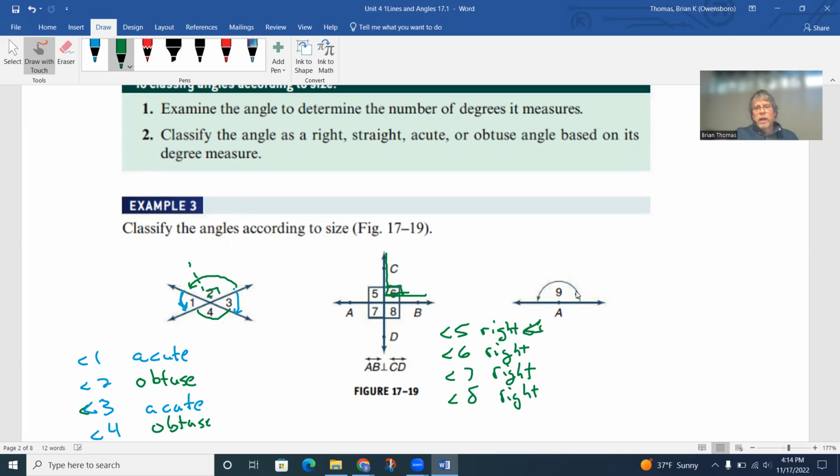Notice at angle 9, it goes halfway around. We call that a straight angle. So angle 9 would be a straight angle, and a straight angle measures 180 degrees. These are all 90 degrees. Notice how this one is less than 90. This angle, if I call it angle 2, is between 90 and 180.